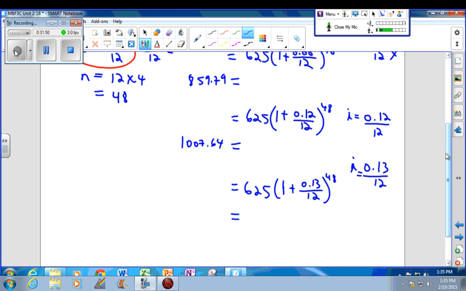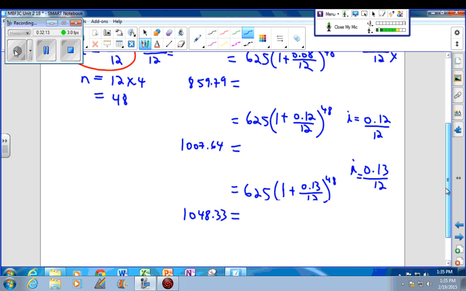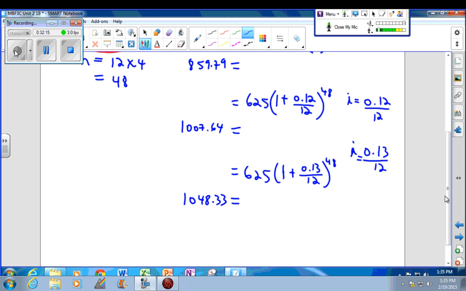0.13 divided by 12, plus 1, to the 48. This really tests your knowledge of how to do this and gives you lots of practice solving it. And I got 1048.33. And what was I looking for? 1028. So we're a little high, so it's somewhere between 12 and 13%.